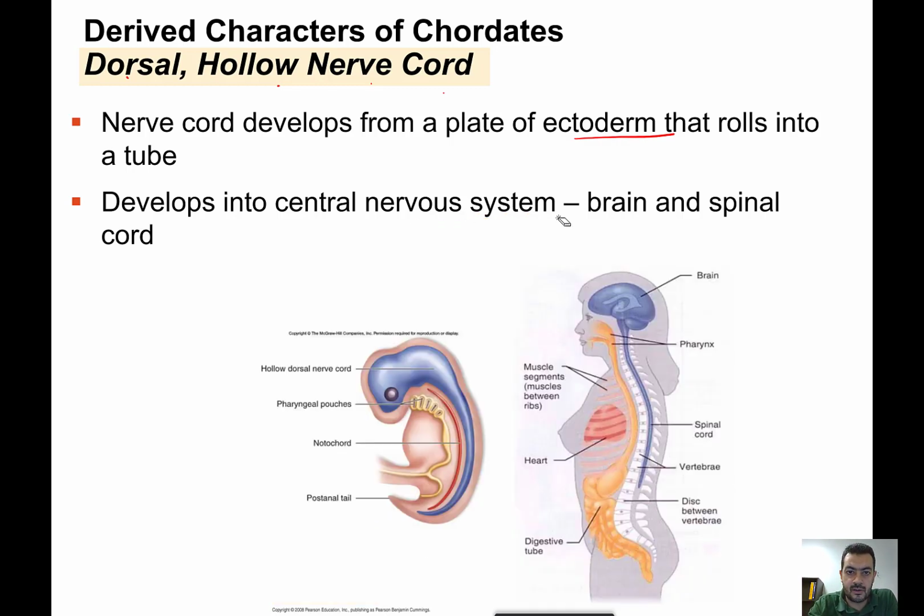As you can see here in this image, the dorsal hollow nerve cord, shown here in blue, will develop into the central nervous system, so the brain and the spinal cord.